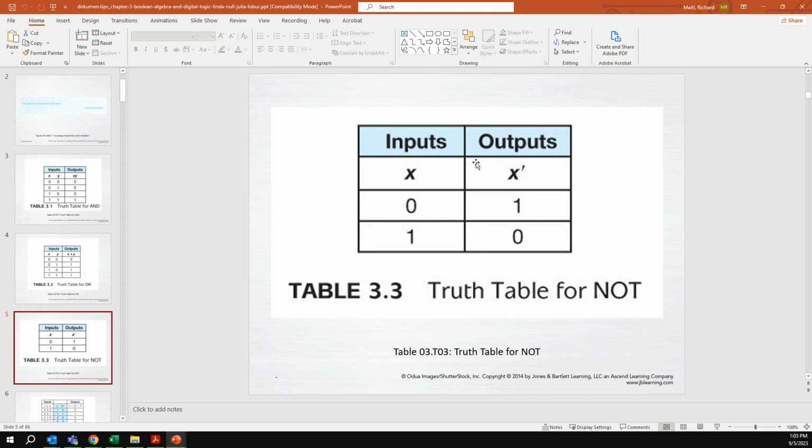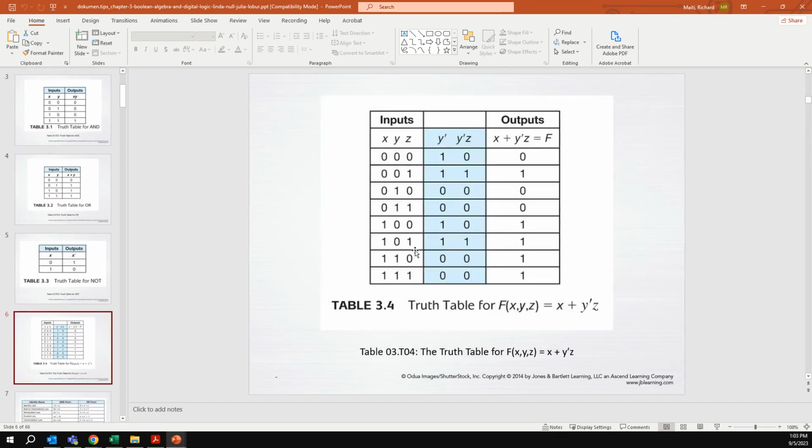So this is for NOT, so negation. The negation of 0 is 1, the negation of 1 is 0, and so forth. So these are more formula oriented, so you basically plug in the formula and find the output.